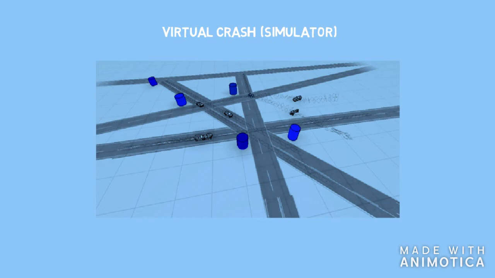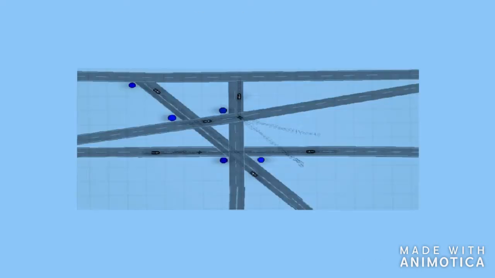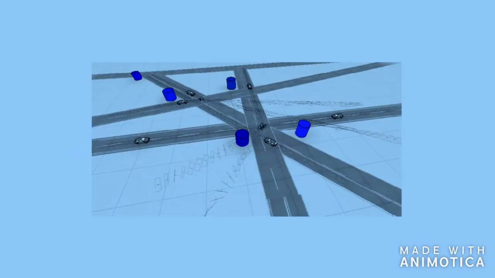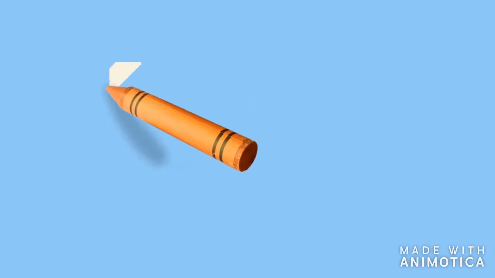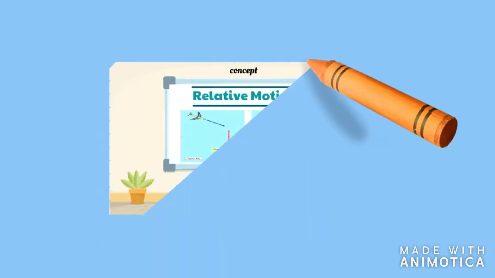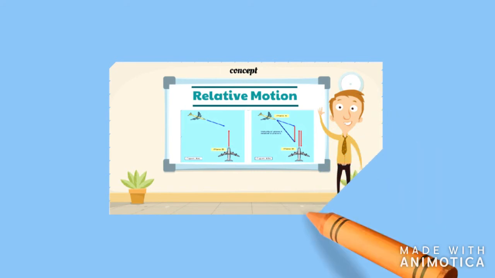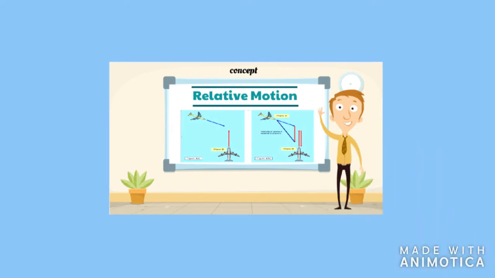Here's a simulation of the dataset. We have used several set of data points to verify the dataset. This is the top view. Here's another example. The concept behind the generation of the dataset, relative motion, that you might have studied in your school days.